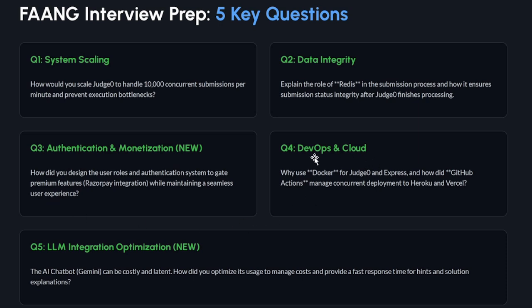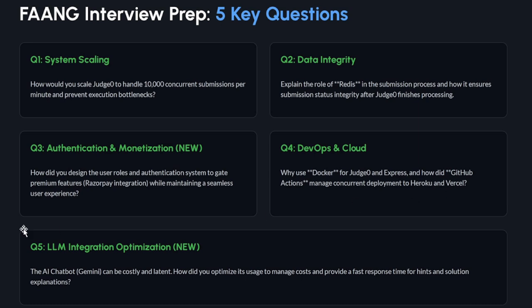Next question is on DevOps and cloud. Why use Docker for Judge0 and Express, and how did GitHub Actions manage concurrent deployment to Heroku and Vercel? Basically, Docker guarantees a consistent execution environment for Judge0 dependency requirements. GitHub Actions orchestrates the continuous integration, continuous delivery CI/CD pipeline, building, testing, and deploying the isolated Docker container to AWS or Heroku.